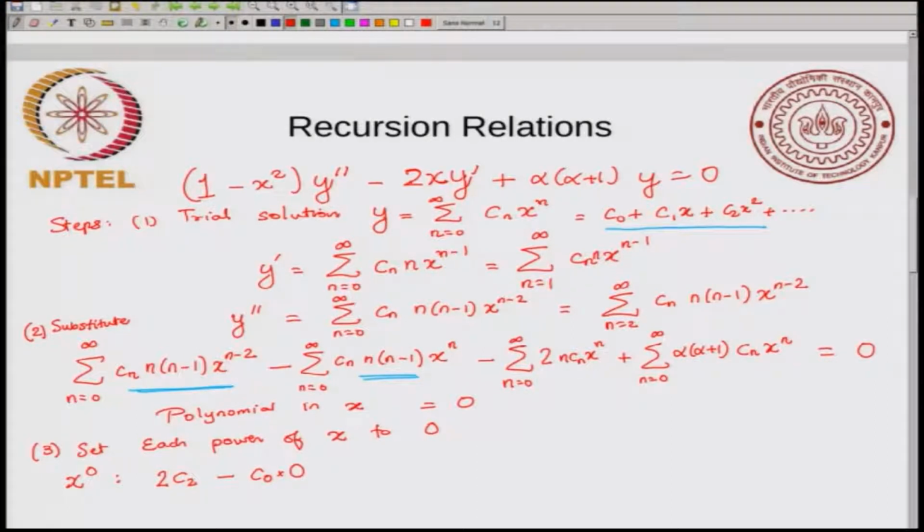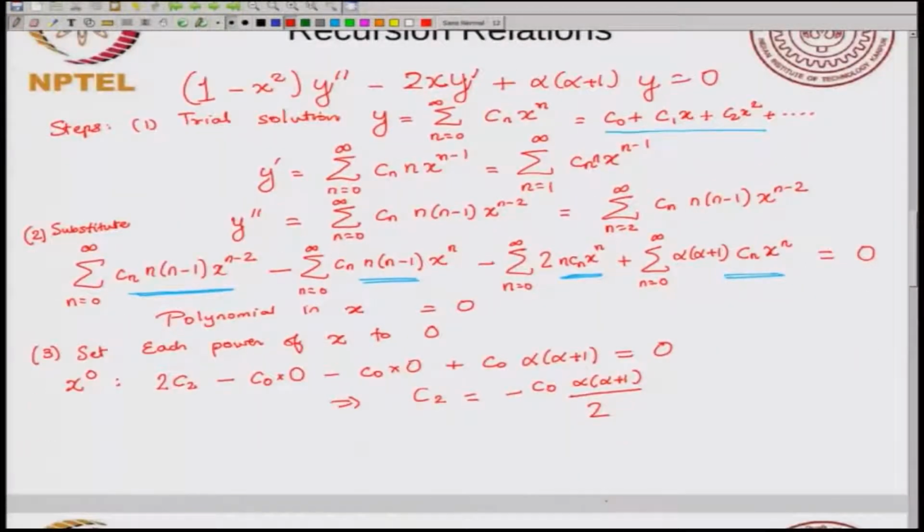Similarly, in the third term, x raised to 0 comes from n equal to 0, and that will also contribute 0. So, you will have minus C0 into 0. In the fourth term you will have x raised to 0 contribution from n equal to 0. So, when n equals 0, you will have C0 alpha plus 1. So, you have plus C0 alpha plus 1 equal to 0. What we did is we equated the coefficient of x raised to power 0 to 0. It gives you a very nice relation: C2 equals minus C0 times alpha plus 1 divided by 2. So, this is a relation between C2 and C0.